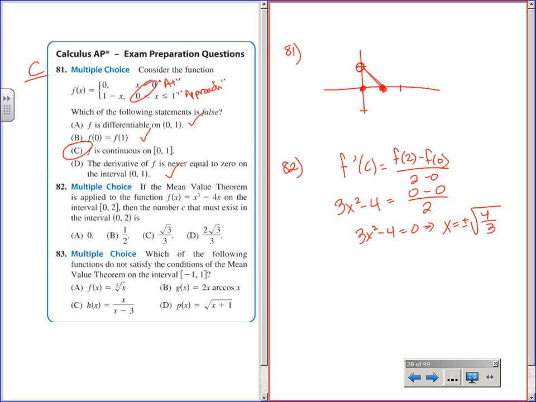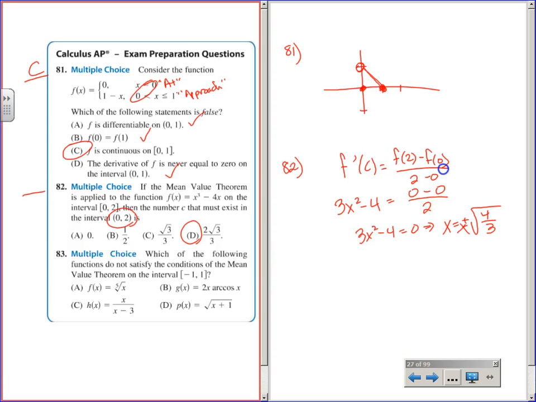Is there an interval? Yeah, there is. So am I going to ignore the negative one? Yeah, I am. So what's the final answer? Sure looks like D to me. Because it'd be 2 over root 3, 2 over root 3 rationalized. You went from a C to a D. Usually that's bad, but in here it's good.